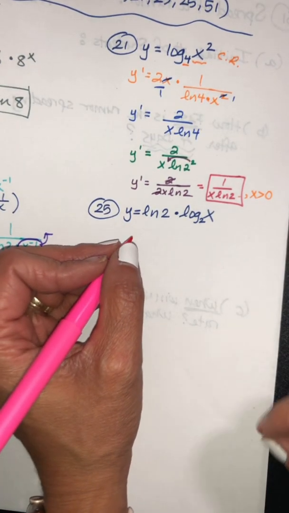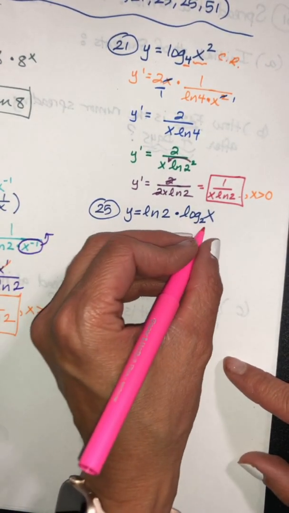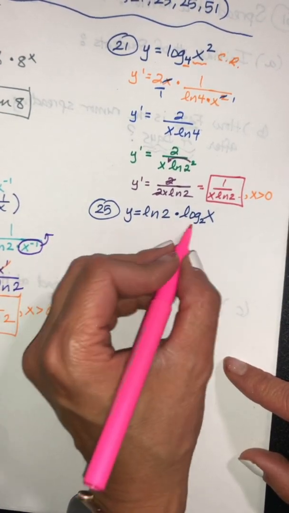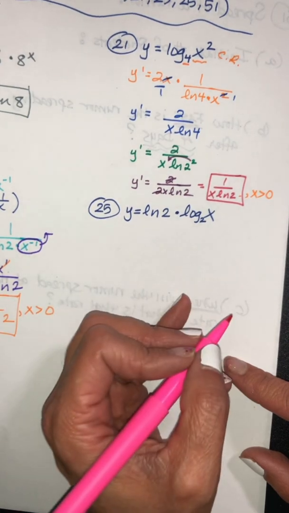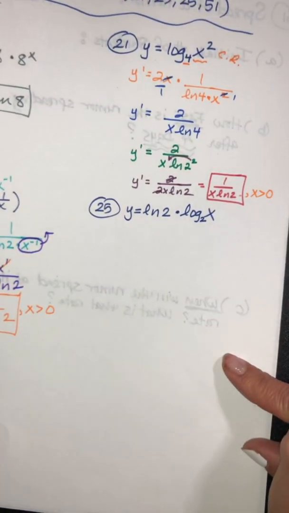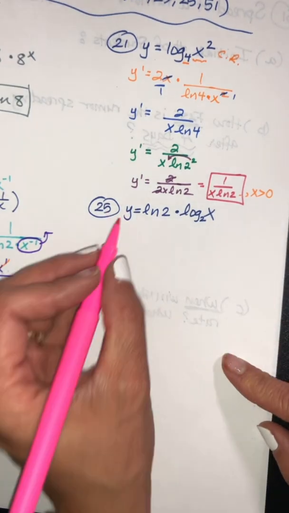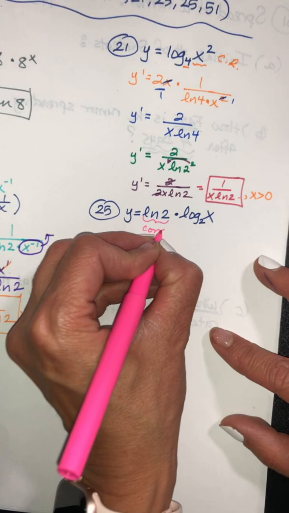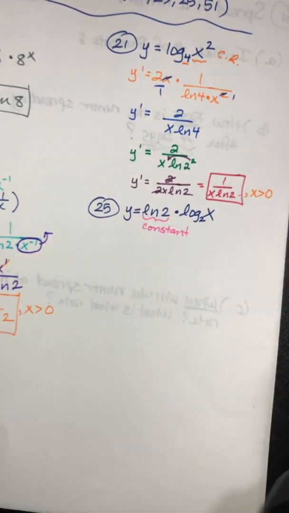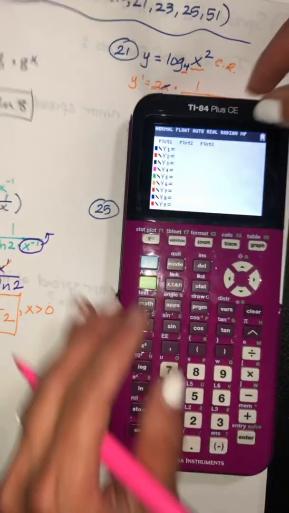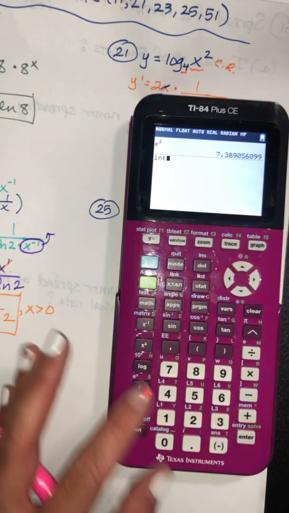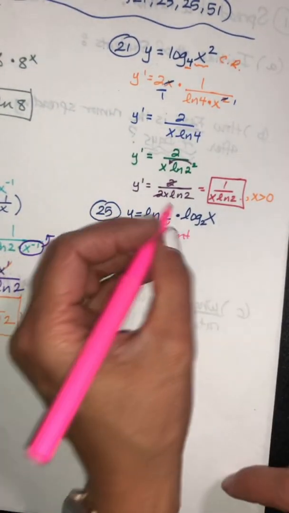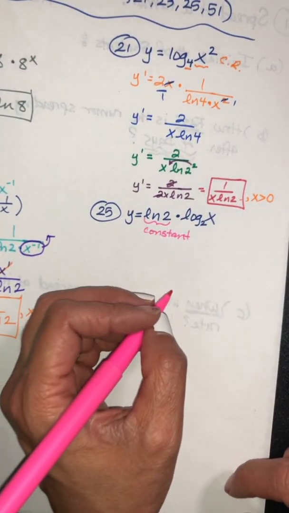All right, so y equals natural log of 2 times log base 2 of x. Initially, I see two quantities multiplied, so I was thinking product rule, and we totally can do it with product rule. But natural log of 2, this right here, is a constant. It's just going to be a real number, a decimal. I can input ln of 2 and I get a number. It's just a constant. So when I take the derivative, it's just going to sit out front.